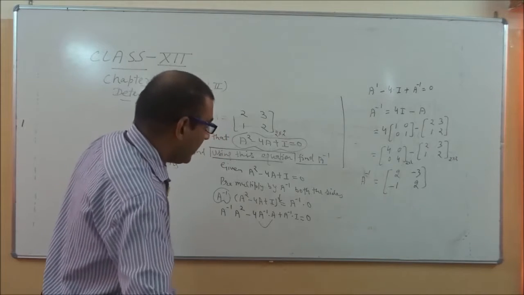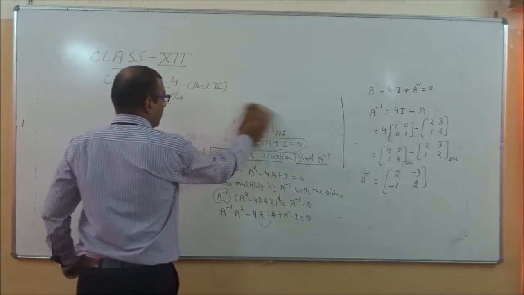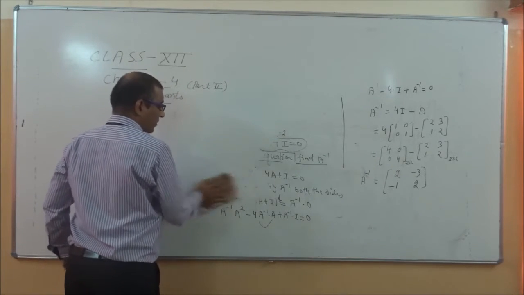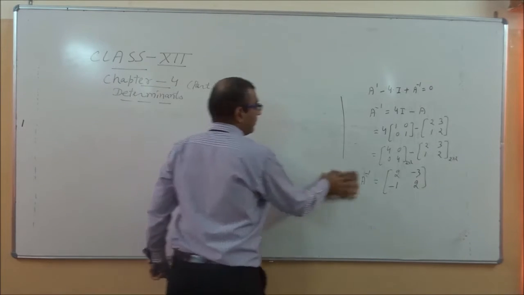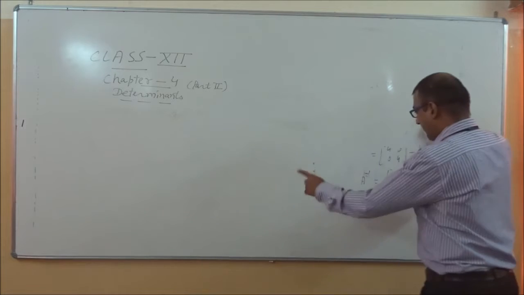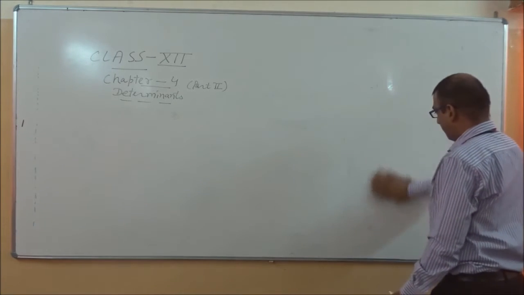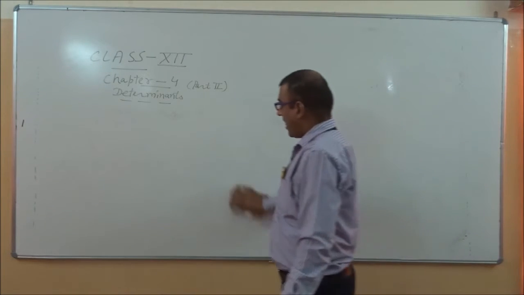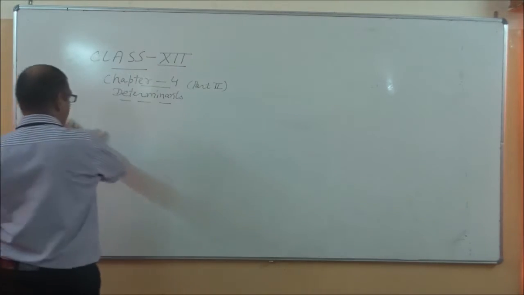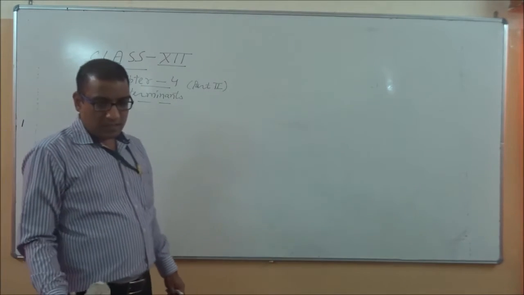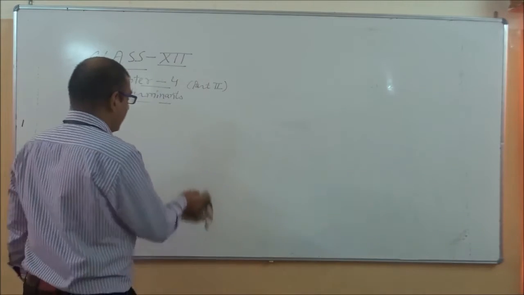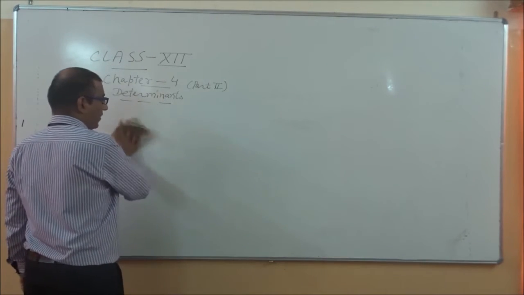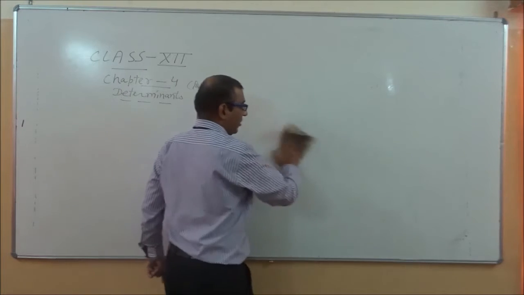Now I am continuing with the next concept. How can we solve for A inverse by another method? This method was related to pre- and post-multiplication. Now I am taking one more method. See how we can solve A inverse by another method, with the help of adjoint A or determinant A.